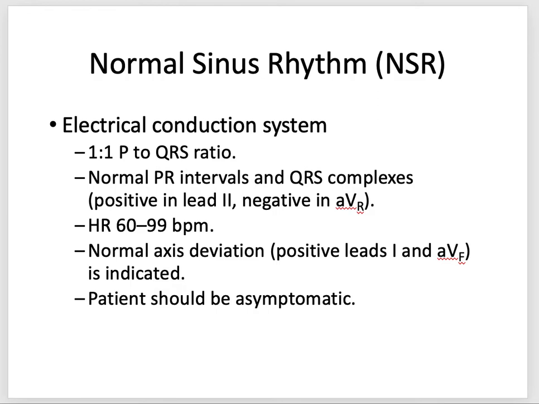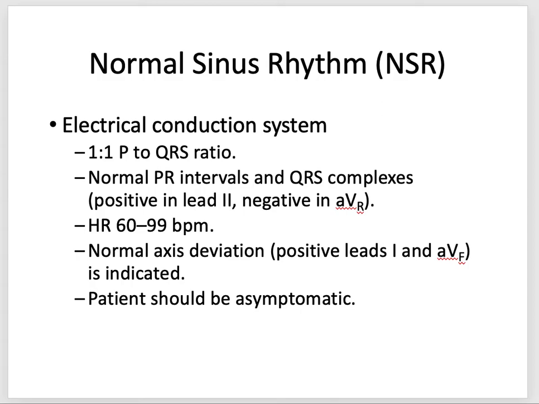We call it a 1-to-1 ratio. 1 P wave to 1 QRS, right? That's healthy. That's what it should be. So a 1-to-1 ratio, a P wave that's followed by a QRS. The PR interval should be normal. You know that is less than 0.20. The QRS should be normal, which is less than 0.10. This all should be positive in lead 2.